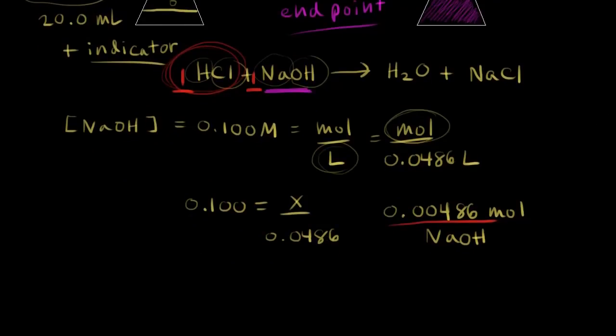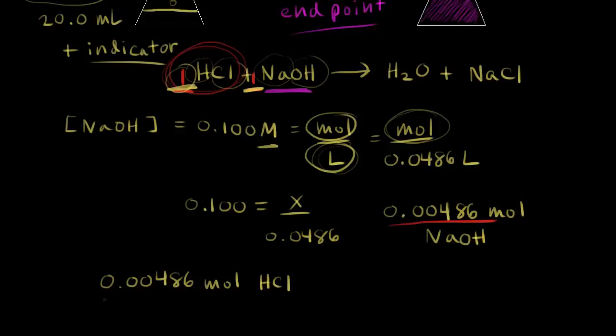So therefore, I can go ahead and write that I must have had 0.00486 moles of HCl present in the flask before we started our titration. And I knew that because of the 1-to-1 mole ratio. All right, remember our goal was to find the original concentration of HCl. And concentration, molarity, is equal to moles over liters.